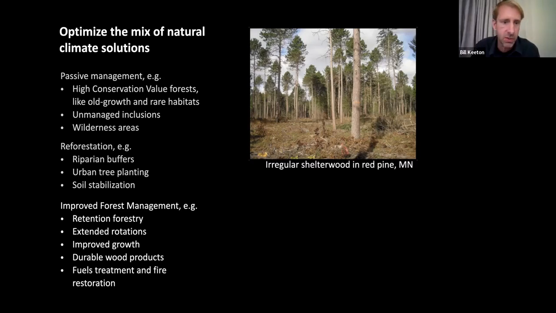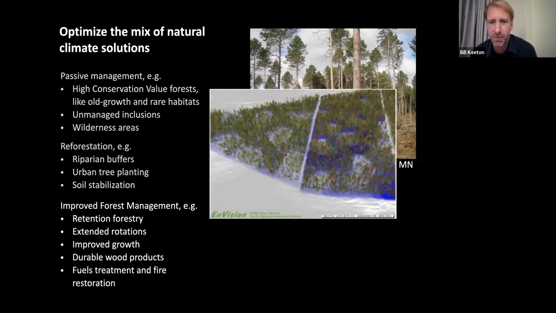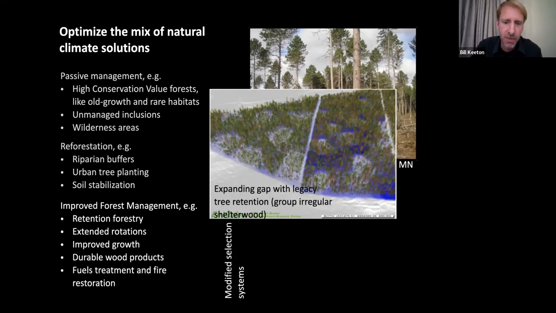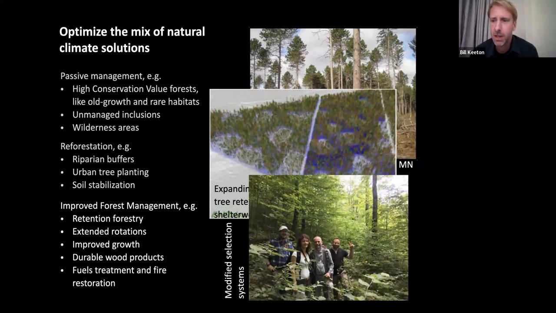But also under this part of the carbon forestry portfolio, we see lots of other systems that folks are experimenting with in temperate systems all over the world, expanding gap methods, group irregular shelterwood methods, all sorts of permanent tree retention methods. And then something I've been experimenting with myself in northern hardwood forests, an approach called structural complexity enhancement that uses active silviculture to manage for old forest characteristics and turns out to also have very, very high carbon value. Okay, so we have this portfolio of carbon forestry options.